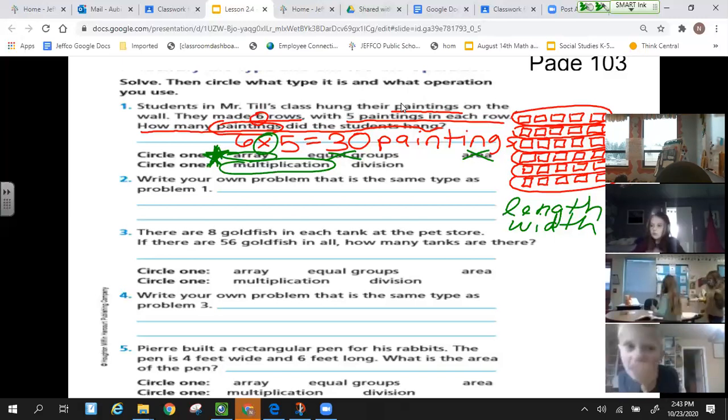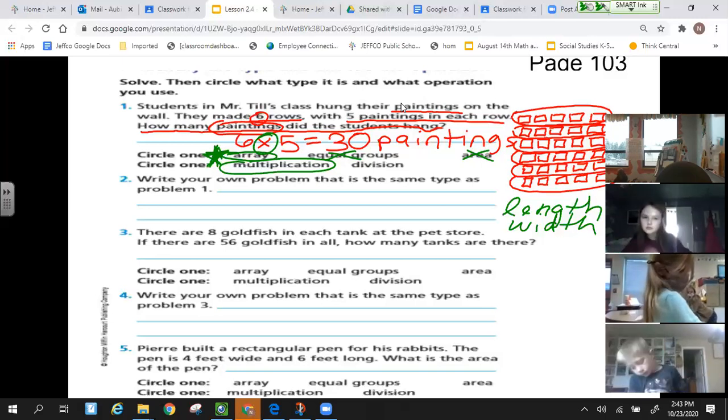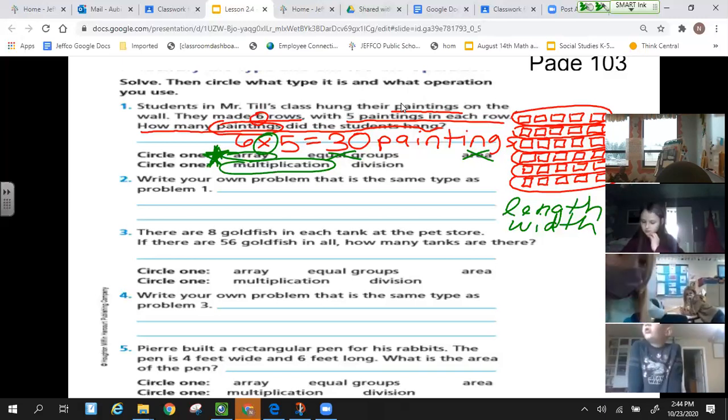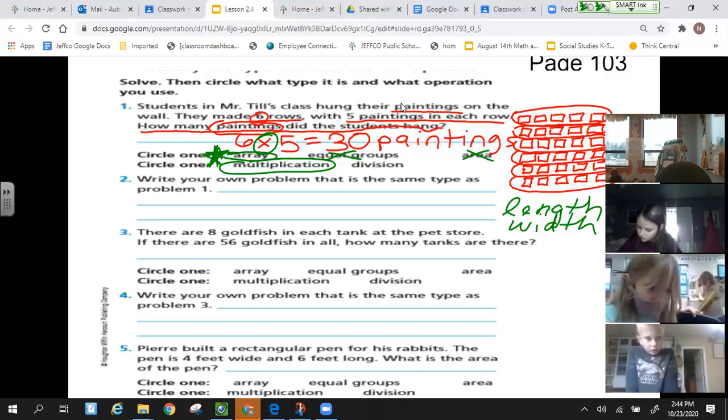You might say the people at the concert parked their cars, or the people in Denver parked their cars in blank rows with blank cars in each row. Or you could say Madison baked muffins. She baked 7 rows with 2 muffins in each. How many muffins did she have in all? How many cars were there in all? The band members lined up in 3 rows with 4 in each row. How many band members were there all together?